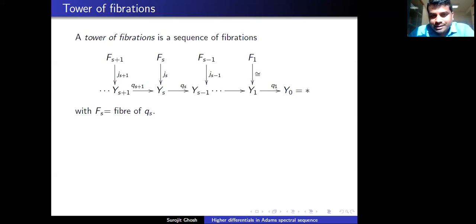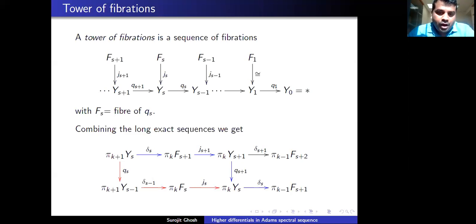Once you have this tower of fibrations, we know that for each of these right angles, since it is a fibration, you have a long exact sequence in homotopy. They connect in a good manner, and all this together gives you an interlocking sequence of homotopy groups. This red map comes from this fibration, and this blue map comes from this fibration. We can see they all fit together in a good way, such that what we want to do is compute the homotopy groups of something in this tower of fibrations.